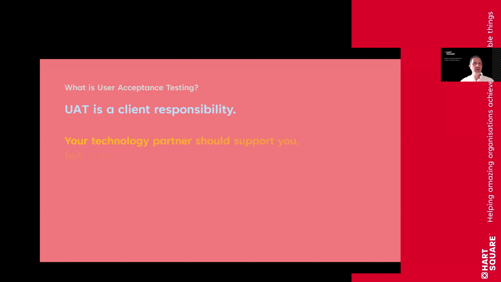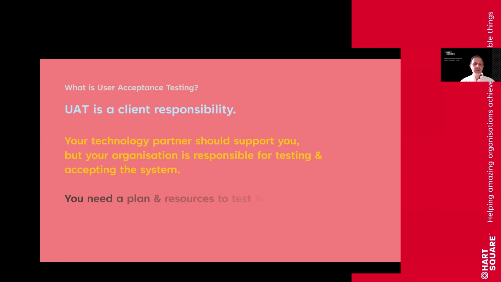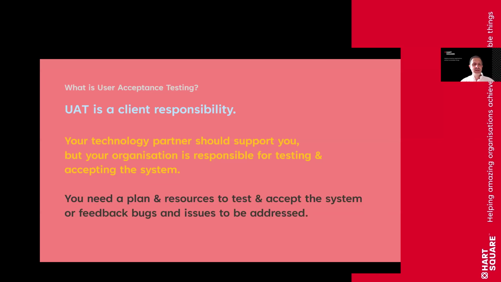Your technology partner, the people that have helped you implement your solution, should be there and will be there to support you. But it's really your organization's responsibility to test and accept the system, hence the phrase user acceptance testing. To do that, you need a plan to test and accept the system, or feed back any bugs and issues that need to be addressed. That process does need time, to allow the issues that you find to be addressed by the technology partner, played back, and then more testing done, until you get to a position where you're happy that the number of successful tests represents an acceptable level for your solution or product to go live.